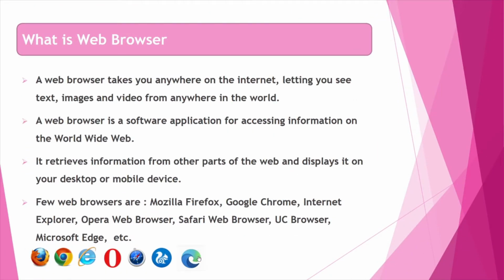Let's start. What is web browser? A web browser takes you anywhere on the internet, letting you see text, images and video from anywhere in the world. A web browser is a software application for accessing information on the World Wide Web. It retrieves information from other parts of the web and displays it on your desktop or mobile device. Few web browsers are Mozilla Firefox, Google Chrome, Internet Explorer, Opera web browser, Safari web browser, UC browser, Microsoft Edge, etc. That's little information about the web browser. Let's go to the next slide and learn about Mozilla Firefox.